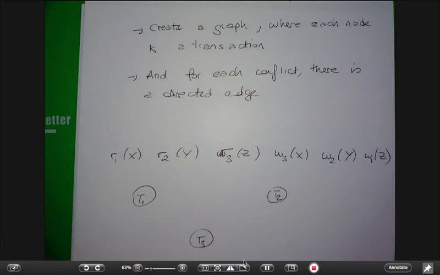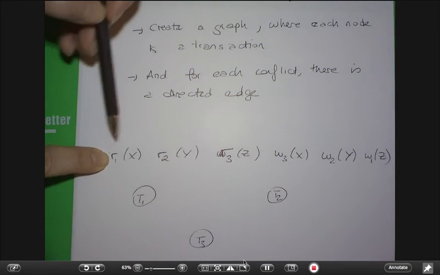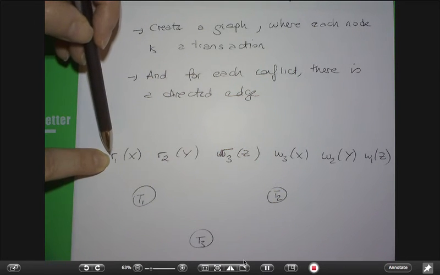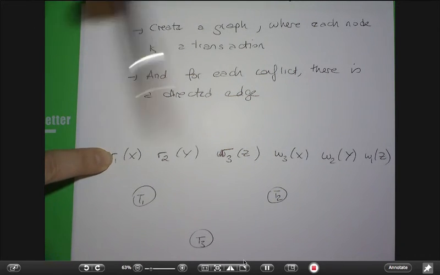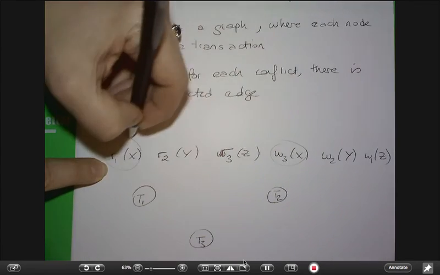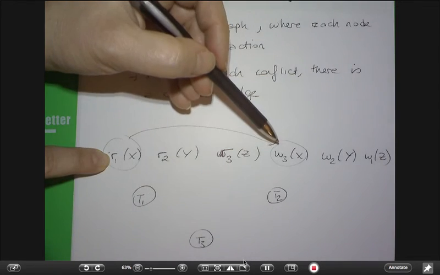And now I'm going to find all conflicts here, right? So the best way to do that is to start with, let's say, R1 of x, and then see if there's anything that involves x afterwards. So R1 of x conflicts with W3 of x, right? So this is a conflict. So T1 does something that conflicts with T3.